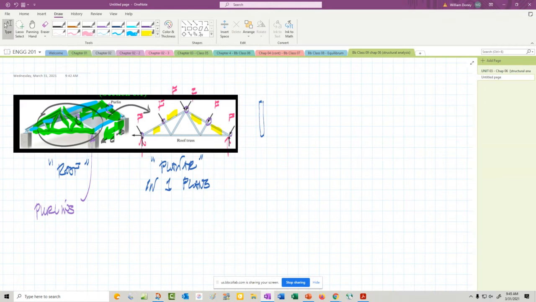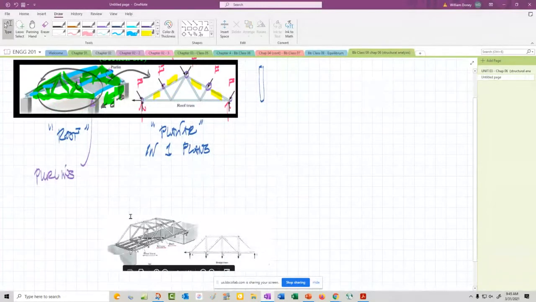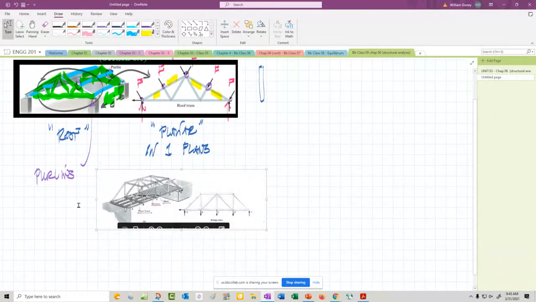If we were looking at a bridge, it's something similar. It's just upside down. Instead of purlins, what we have down here is stringers. And the road deck pushes on the stringers. And the road top pushes on the floor beams and the stringers, and through the beams it pushes onto the individual joints. So roof truss has all the loading across the top. The bridge truss has all the loading across the bottom. But same idea.